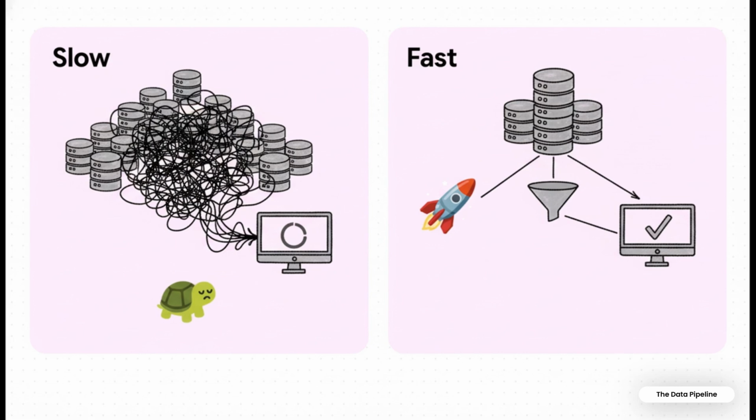Imagine you connect your dashboard directly to a massive database table with, say, 10 million rows. That dashboard is going to crawl. It'll be painfully slow. The professional move is to write a SQL query that creates a custom view, which is just a fancy name for a smaller, pre-filtered, pre-summarized table with only the 1,000 rows you actually need. You connect your dashboard to that, and boom, it runs lightning fast.